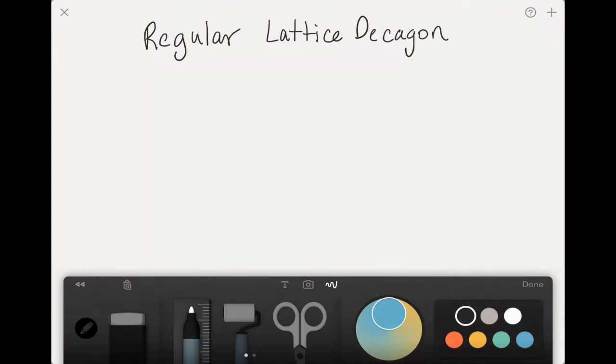Okay, so rather than using GeoGebra like we did with the octagon, let's think about the patterns that we learned with the octagon and apply them here inductively. So what did we need to make a regular lattice octagon? Well, we needed to be able to fit all of the line segments onto a four-sided frame and then push them in from the corners.